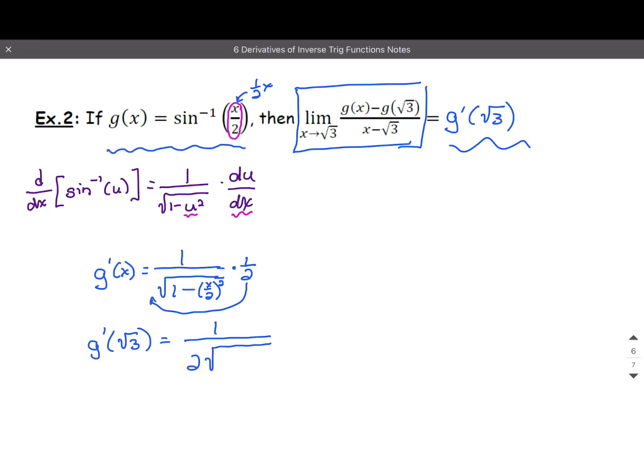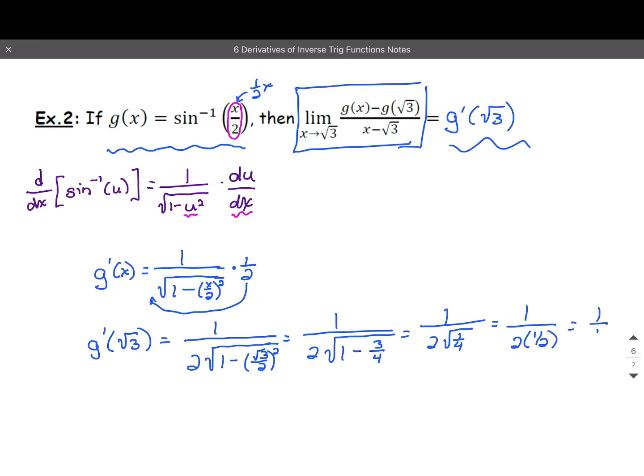1 over 2 times the square root of 1 minus radical 3 over 2 squared, which is 1 over 2 times the square root of 1 minus, now radical 3 squared is 3, 2 squared is 4. What's 1 minus 3/4? That's 1/4. And the square root of 1/4 is 1/2, and 2 times 1/2 is 1, so that means that g prime at radical 3 is simply 1. So that whole limit that we started with is 1.